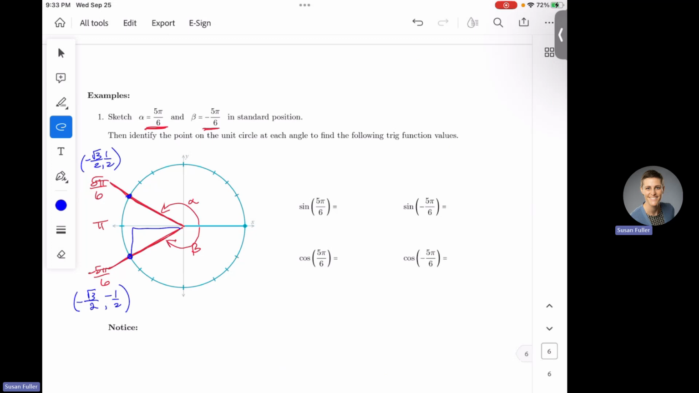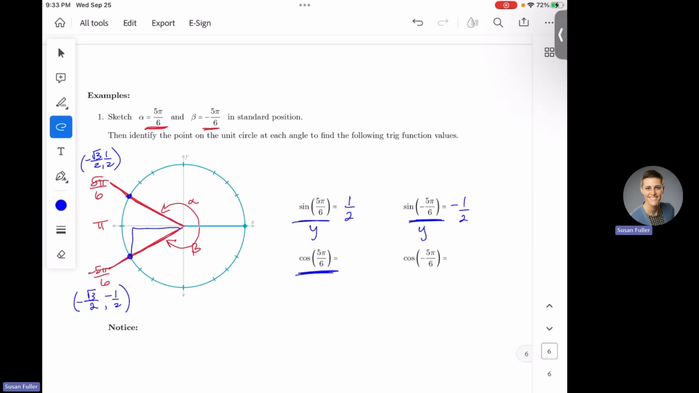Okay, now that we have this, what's the sine of 5 pi over 6? Well, sine's my y value. So what's the y value of your ordered pair at 5 pi over 6? It's 1/2. I'm also asked for the sine value at negative 5 pi over 6. Again, sine is my y value. And at negative 5 pi over 6, my y value is negative 1/2. Same value, they can be different signs, plus and minus signs.